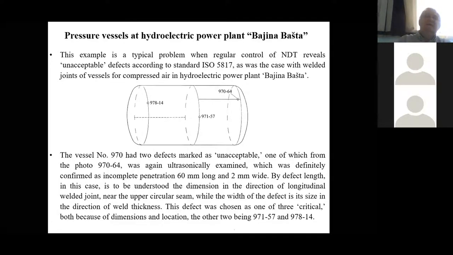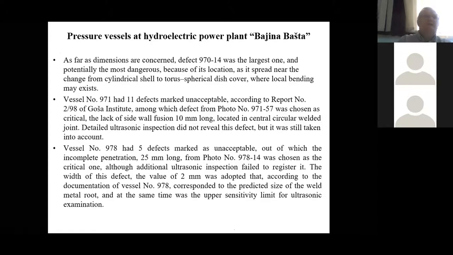There were eight pressure vessels in the hydro power plant Bajina Bašta in Serbia, and many unacceptable crack-like defects were found, and three of them were taken as most dangerous to be analyzed by fracture mechanics parameters. So one of them was a long weldment. All of them were related to weldments anyhow.